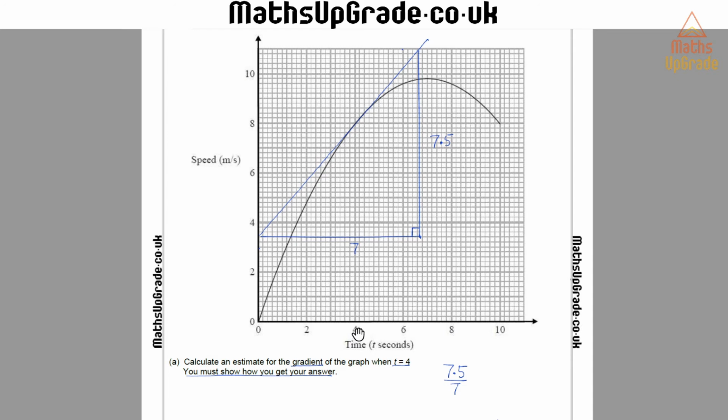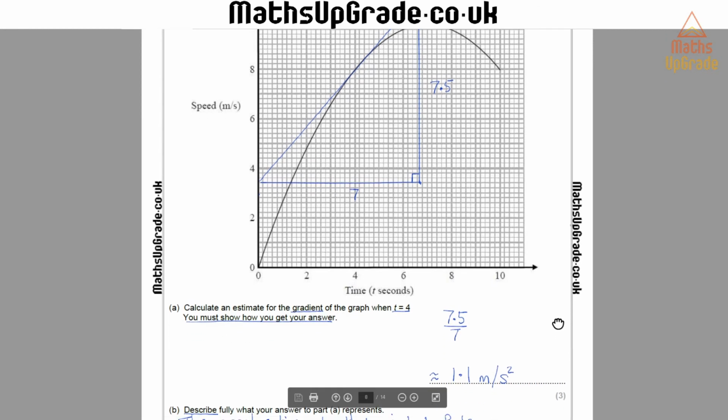Well, quite simply what I do is, like similar questions previously, I draw a tangent to the curve at time 4. So I've drawn a tangent there. Then what I do is I find the gradient of that. The gradient is the y distance divided by the x distance. So the vertical height divided by the base of the triangle, which is 7.5 divided by 7. And it says an estimate, so roughly that's 7.7 divided by 7, which is roughly 1.1 meters per second squared.